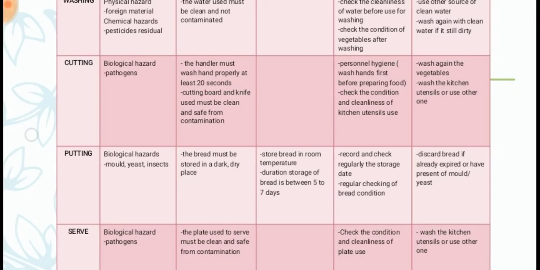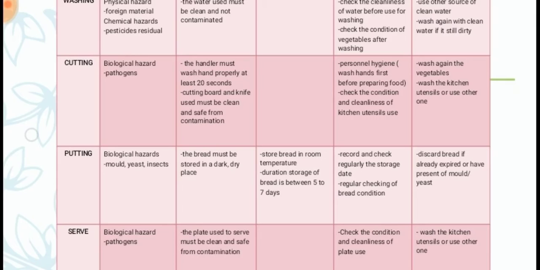For cutting, it has biological hazard. The handler must wash hand for the CP, and for the preventive measure, personal hygiene and check the condition and cleanliness of kitchen utensil. For the corrective action, wash again the vegetables and wash the kitchen utensil or use other one. For putting, it has biological hazard.